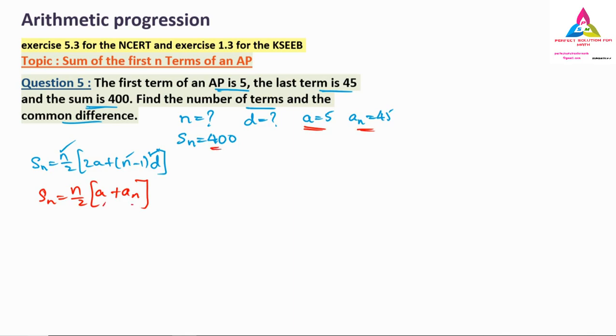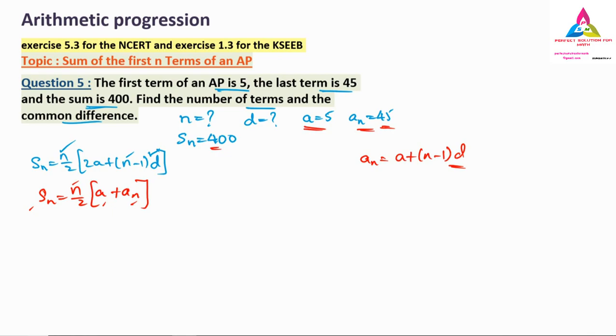So the first term, last term, and Sn we already know. So what is left? That is the n value you can find. And you may ask, we can't find the d value using this. Yes, you can't find the d value using this, but after finding the n value you can substitute in the an formula, because they have given an is equal to 45. An formula you can substitute and you can find the d value. So the d value you can easily find using this an formula.